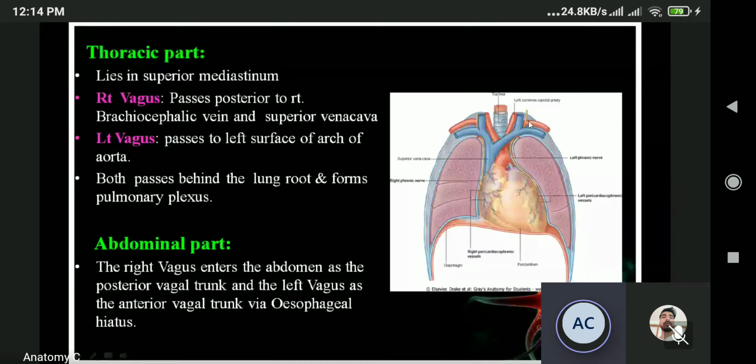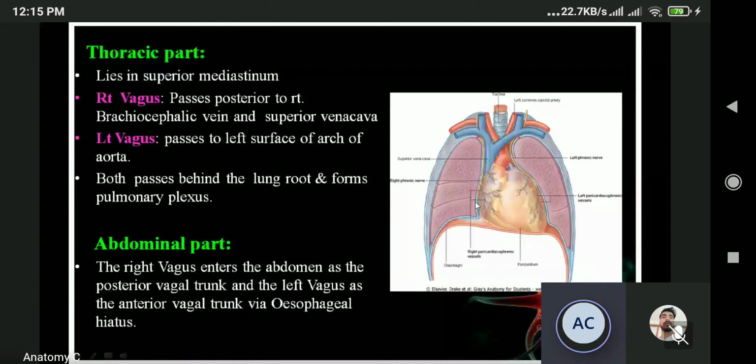Now from there, it will enter into the thoracic cavity through the thoracic inlet. Now we'll have the thoracic part. In the thoracic part, we have the superior mediastinum, and one of the contents of the superior mediastinum is the vagus. We have the right vagus and left vagus. The right vagus will pass posterior to the right brachiocephalic vein and superior vena cava, whereas on the left side, the left vagus will pass along the left surface of the arch of aorta. Then both will pass behind the hilum of the root of the lungs and form the pulmonary plexus.